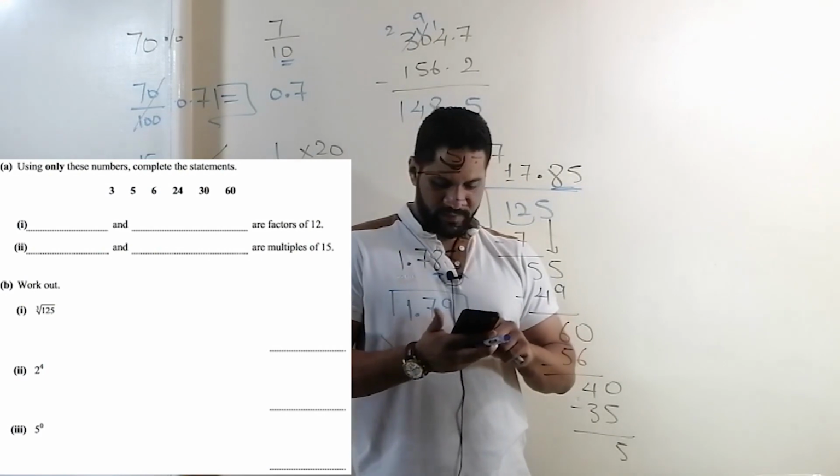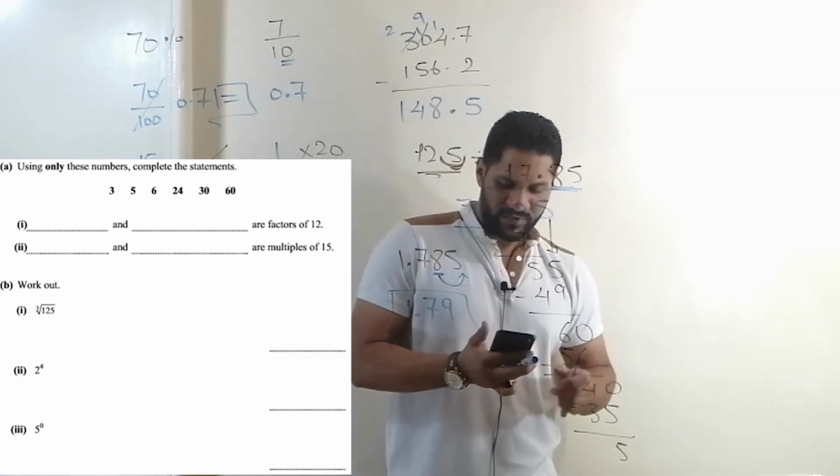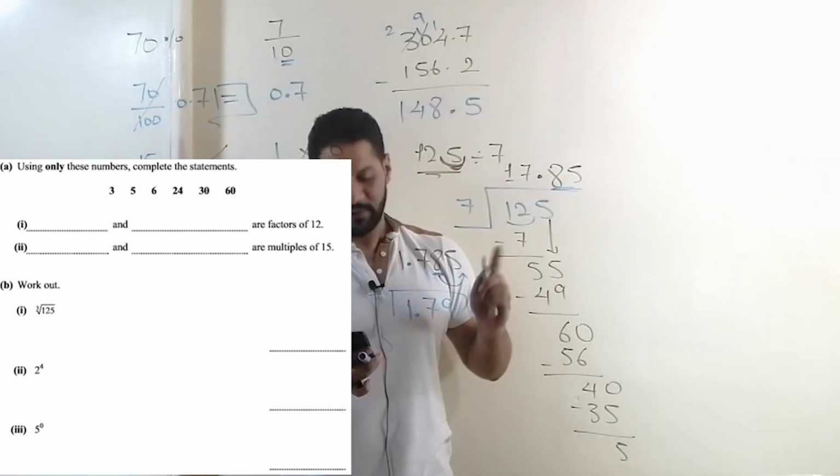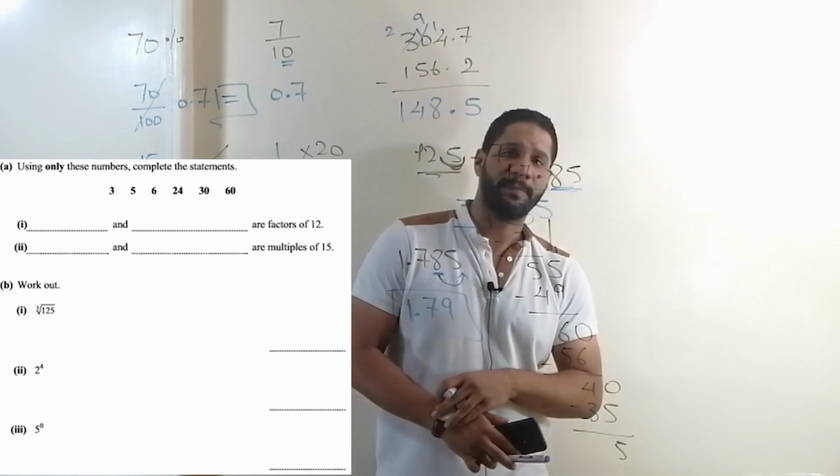Number 15, he asked me to use only these numbers to complete this one. He wants me to find, from these numbers, a factor of 12 and a multiple of 15. Let's remember the difference between a factor and a multiple.